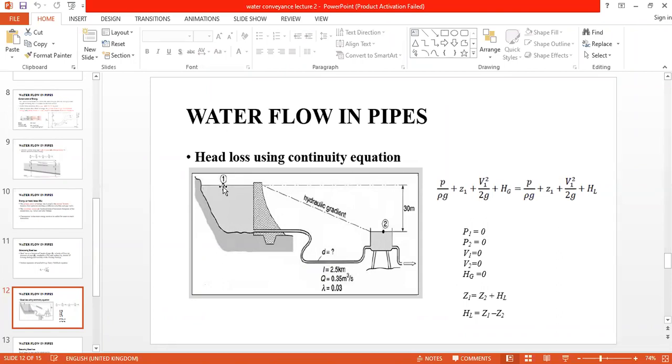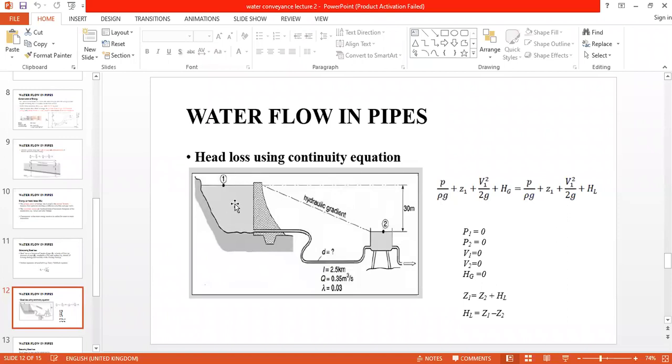Sir, sorry, I don't know if it is me alone. The slide is still on calculating head loss. The slide is static with me. I don't know if it's my network alone. Maybe it's your network, because us, we are on water flow in pipes. Yeah, we are on head loss using continuity equation, where there's a diagram. That's where we are. Okay, maybe it's my network. Thank you. Okay, all right.